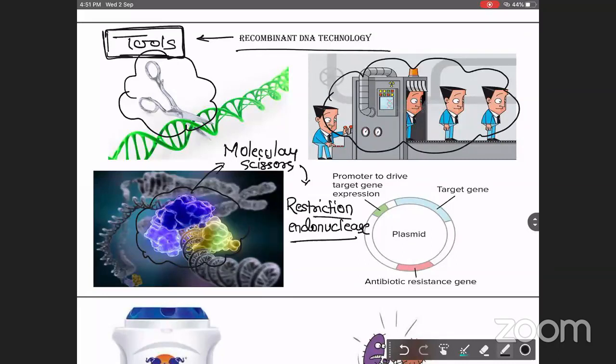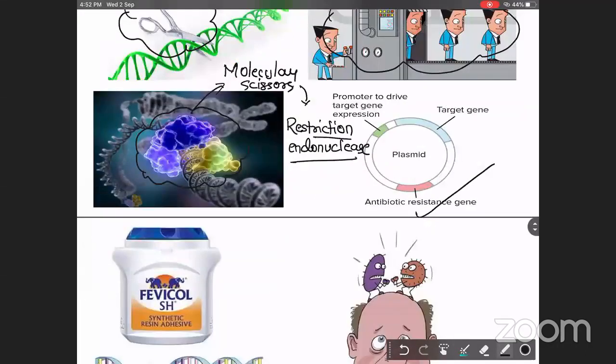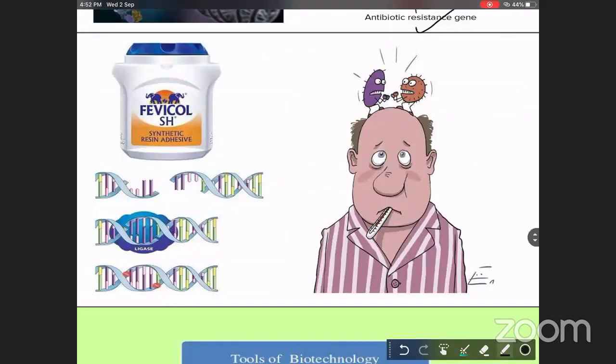Other than that, if we are talking about cloning, then we have talked about the plasmid, that it is going to work like the cloning vector. Then the other tool which we have talked about is nothing but... wait for a second.